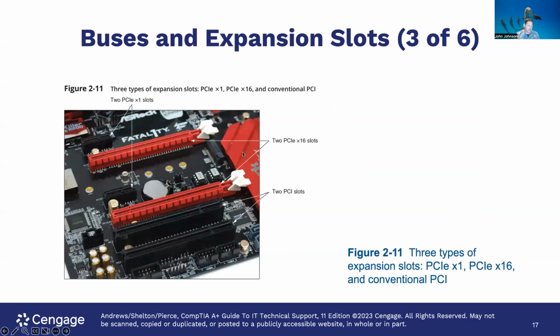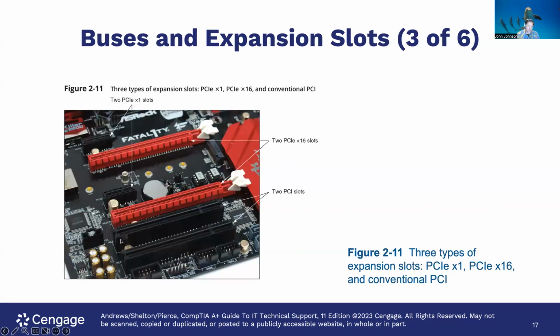And over here, we have a picture of the PCIe 1 and the PCIe 16, and also the conventional PCI slots. So if you look up here, these tiny black ones, those are your PCIe slots. The red ones there are your PCIe 16s, and the long black ones at the bottom here are the 2 standard PCI slots.